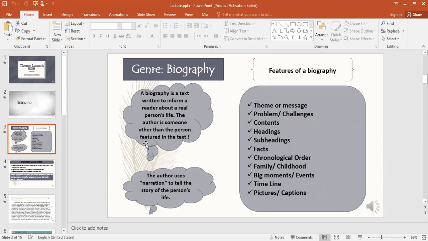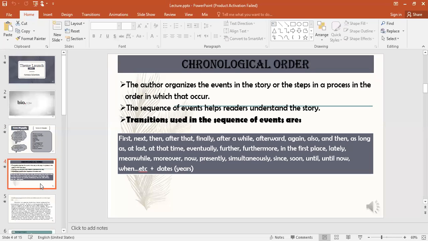We talked about the features or the elements of a biography, and we said that the most important feature of a biography is the chronological order or the timeline. It means the dates that we are using in a biography. The dates are very important in biography. The skill for our lesson was the chronological order or the time order.